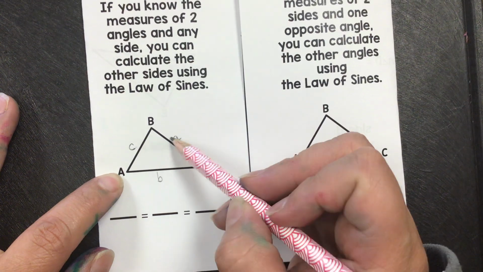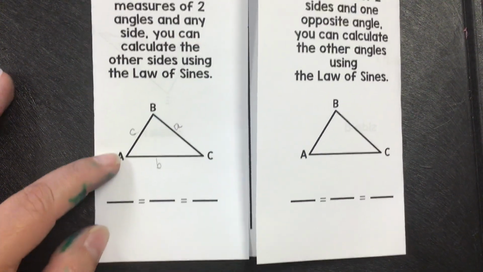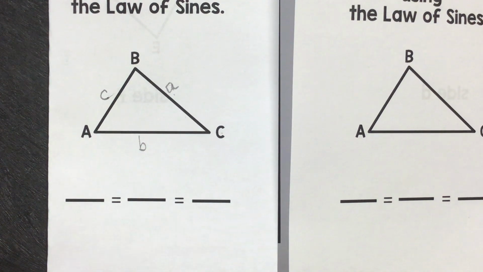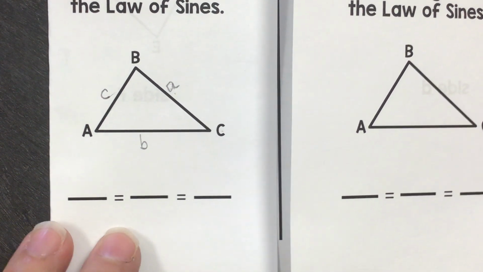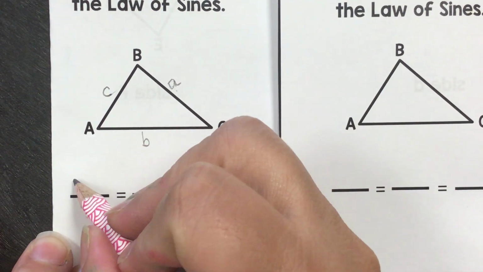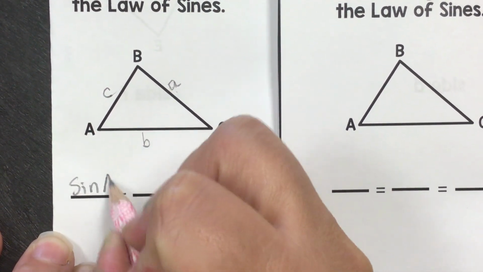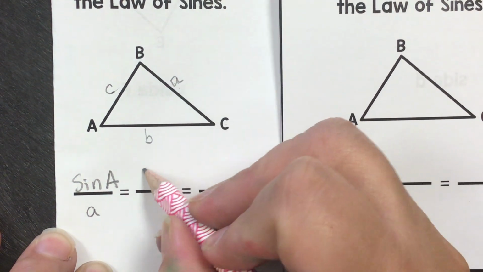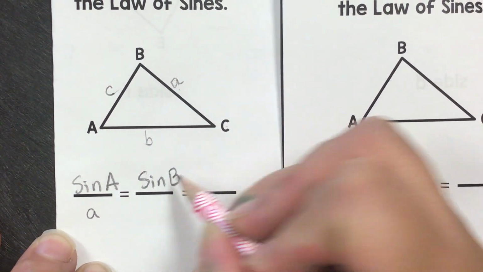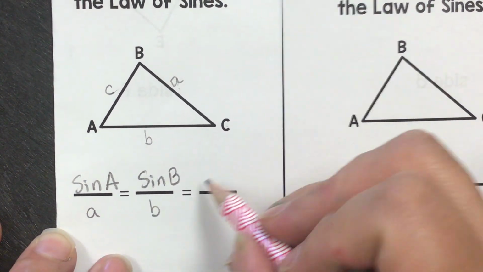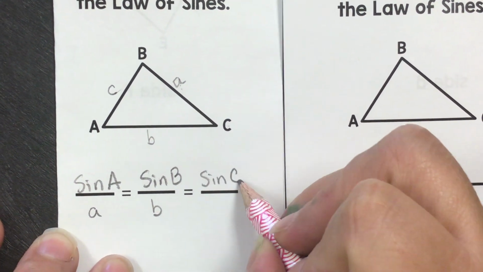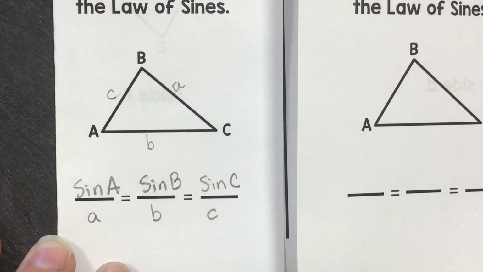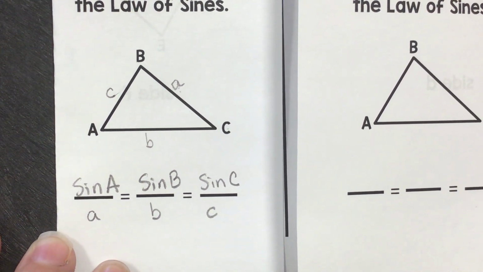So when we're talking about lowercase letters, we're talking about side lengths, and when we're talking about capital letters, we're talking about angle measures. So the ratio goes like this: sine of A divided by A is equal to sine of B divided by B, and sine of C divided by lowercase c. So the angle corresponds with the side.